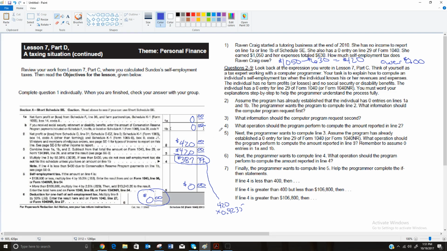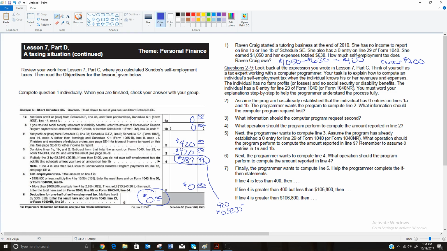Let me start up here a little bit. It says, look back at the expression we wrote in Lesson 7, Part C. That was where we had everything all strung out. And it says, think of yourself as a tax expert that's working with a computer programmer. Your task is to explain how to compute an individual's self-employment tax when the individual knows his or her revenues and expenses. The individual is going to have no farm profits, no Social Security or disability benefits. They're going to have a 0 entry for line 29, just like we did for the other two scenarios. And we want to word this step by step to help the programmer understand the process.